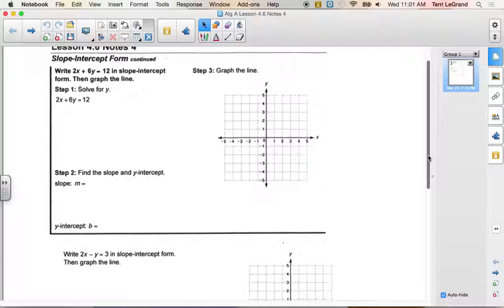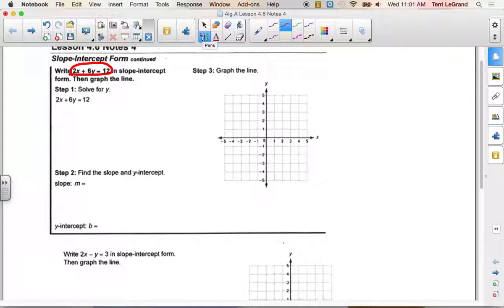So we have this equation right here. Why don't you circle it so you can see what we're doing here. We're taking that equation, 2x plus 6y equals 12. We're supposed to write that in slope-intercept form and then graph a line. How do we know when it's in slope-intercept form? What does it look like? Right, y is by itself.